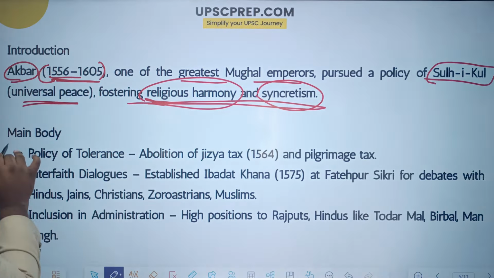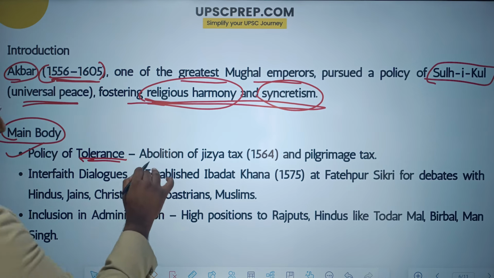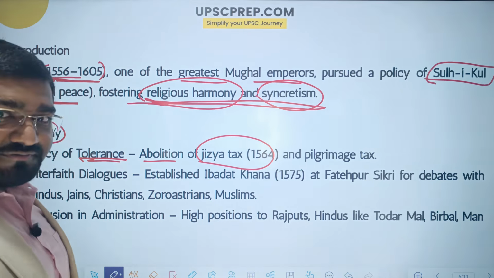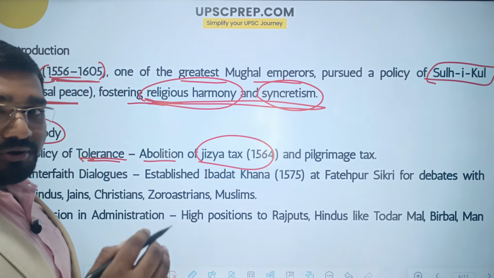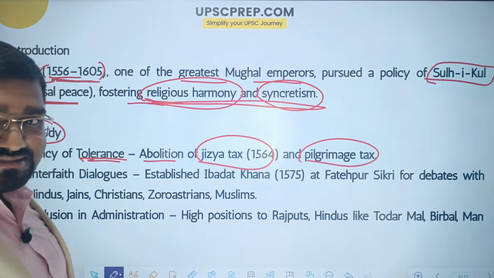Now, in the main body, what are the points which are expected? The policy of tolerance first. How was the tolerance visible? Because he abolished jizya, the tax imposed on non-Muslims, right? Then he also abolished the pilgrimage tax.